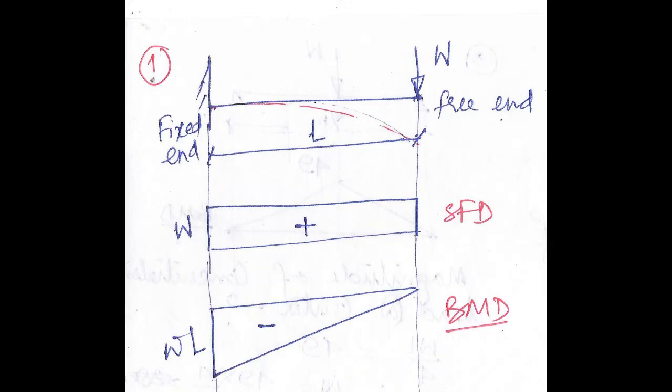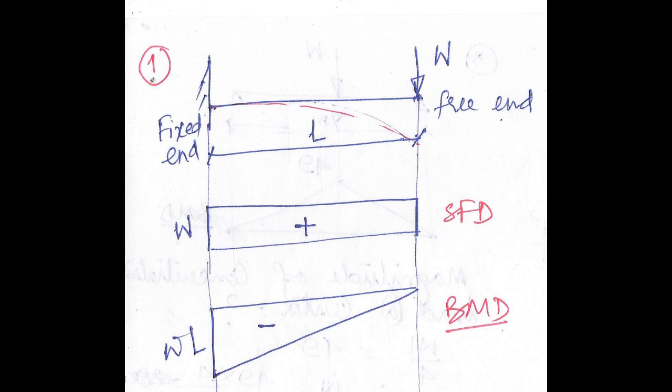Let us now take an example of a cantilever beam. This is a cantilever beam. One end is fixed, the other end is free. Now W is the point load, it is acting at the free end. The cantilever beam is of length L.